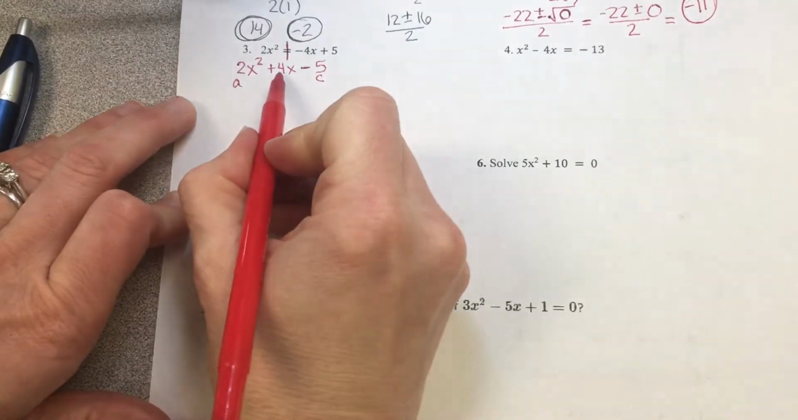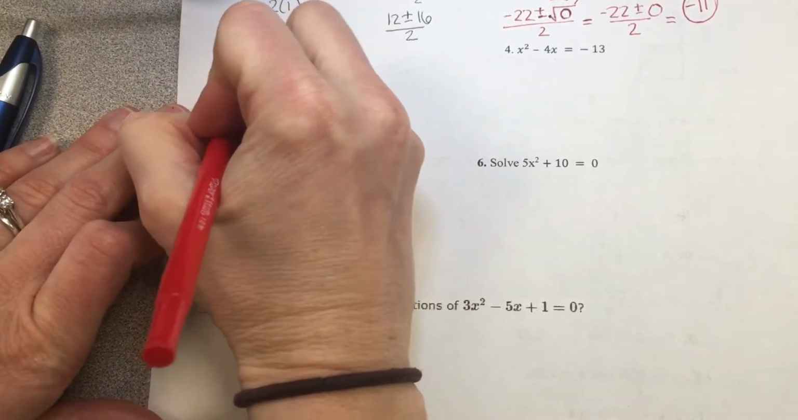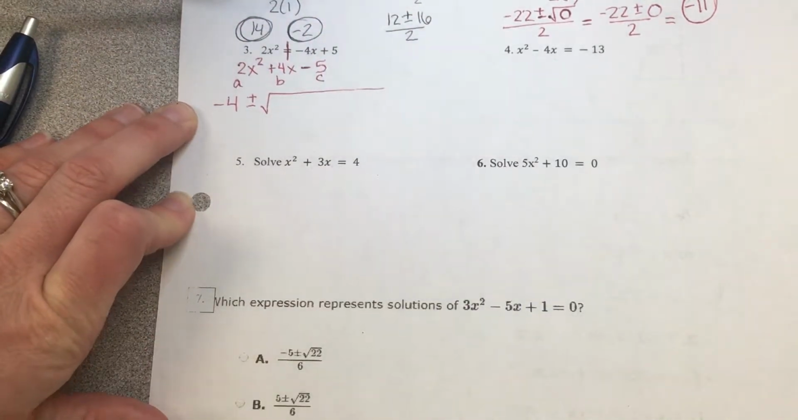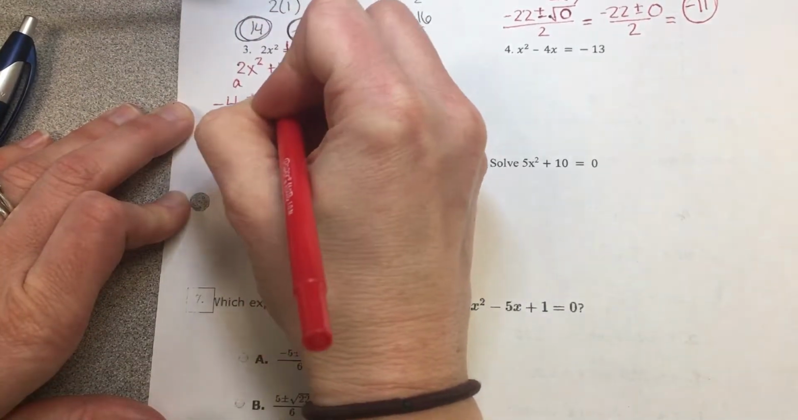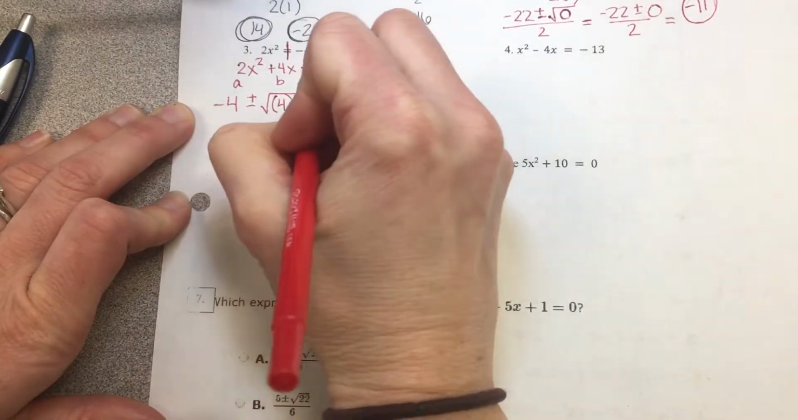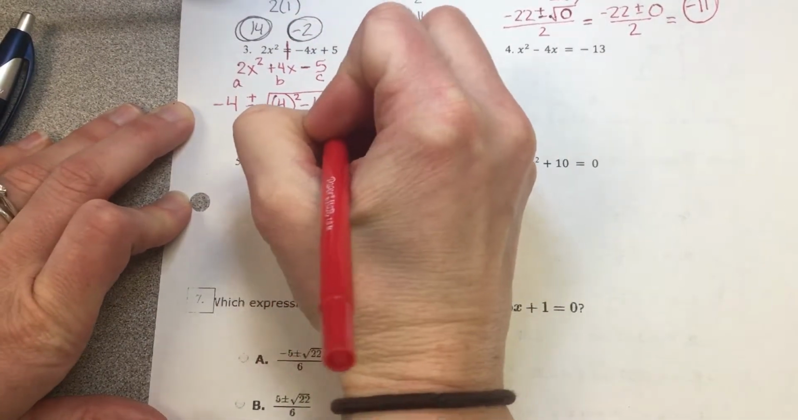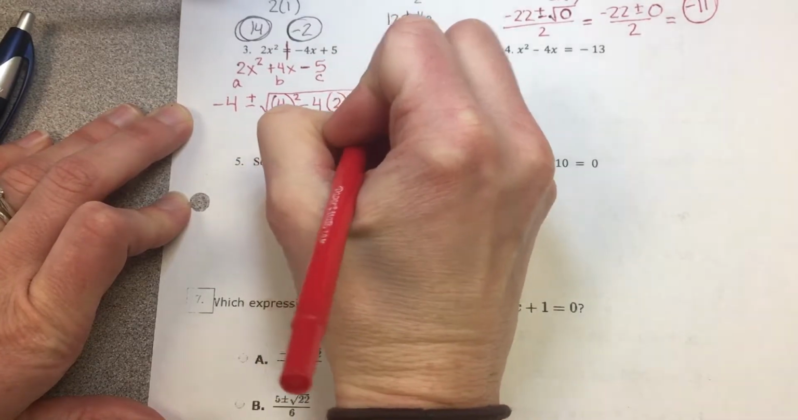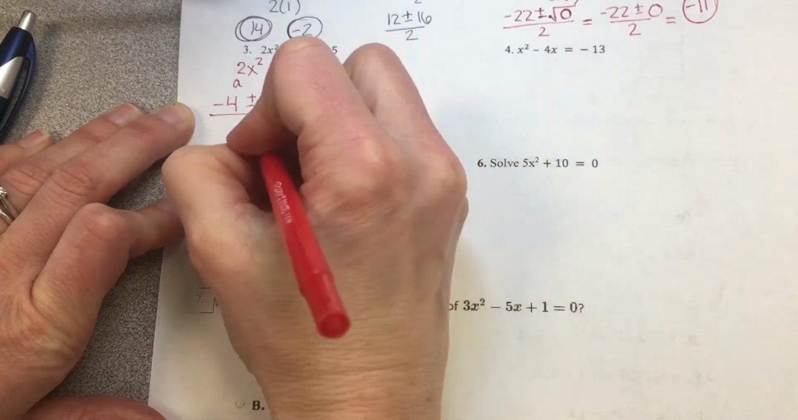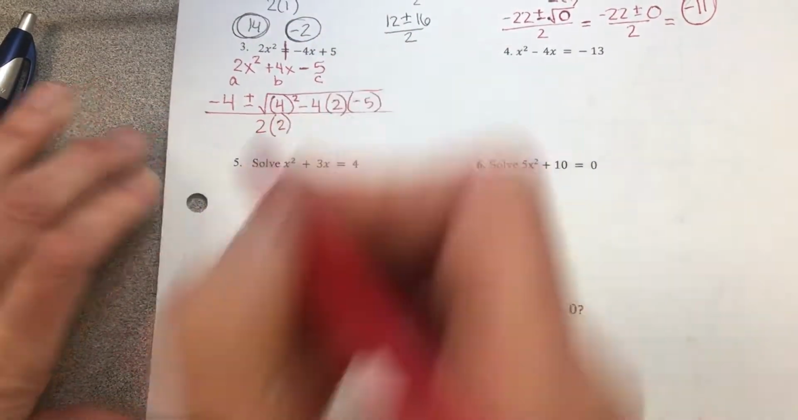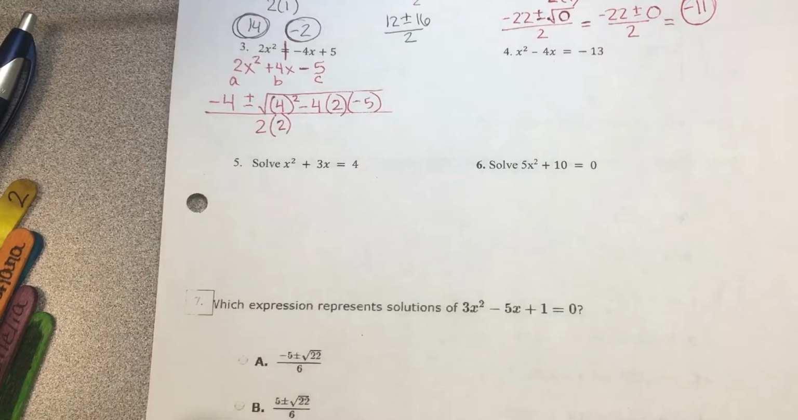All right, opposite of positive 4, negative 4, plus or minus square root. B squared, so that would be 4 squared, minus 4A, what is A? 2, and C, negative 5, all over 2A, so that'd be 2 times 2. All right, I'll give people a second to write it down.